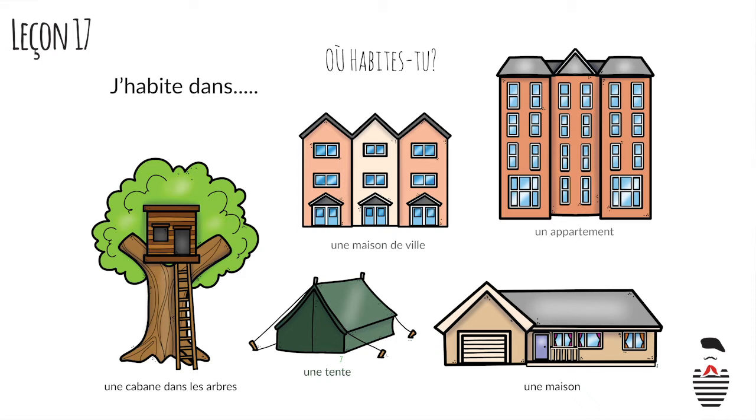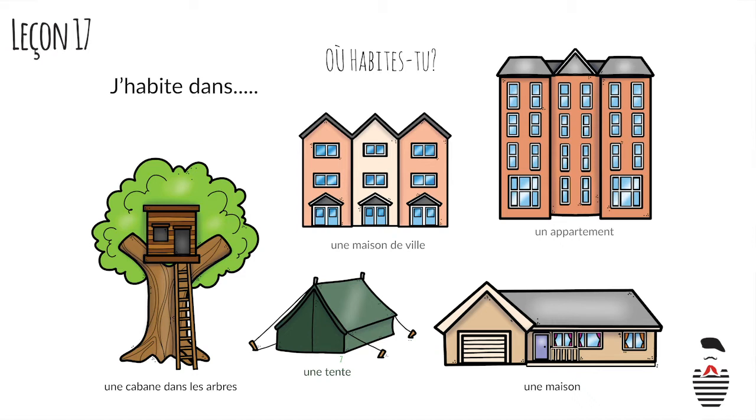Une maison de ville. So try to say I live, sorry, I speak Afrikaans in between. I live in a city house. J'habite dans une maison de ville.